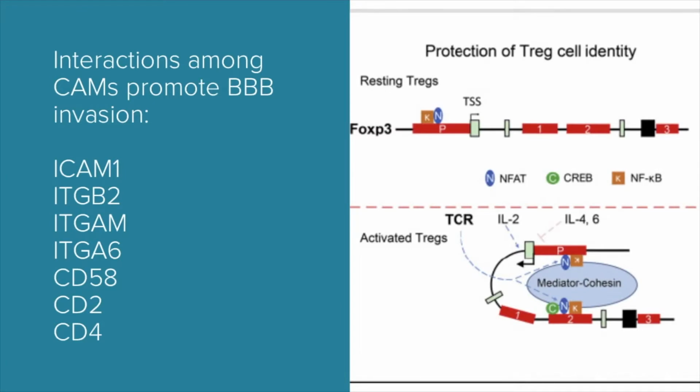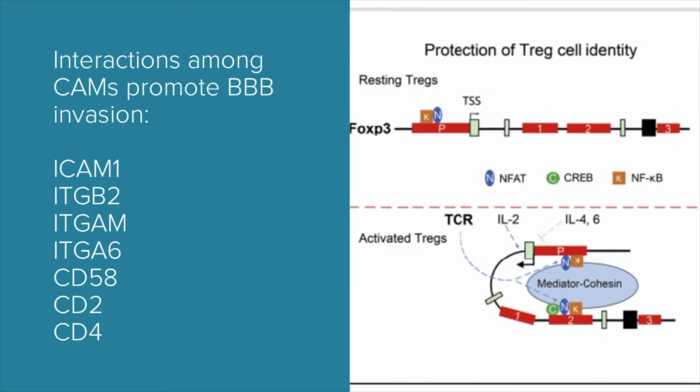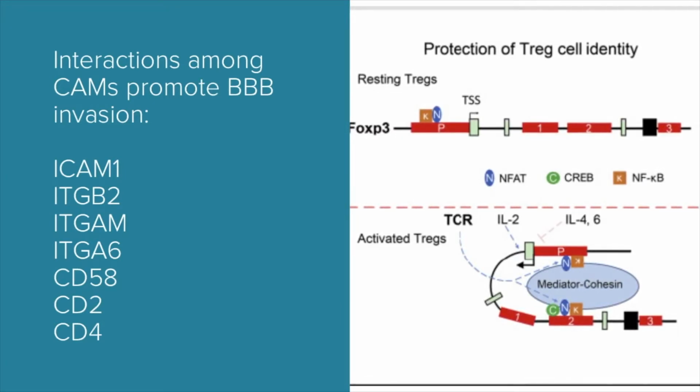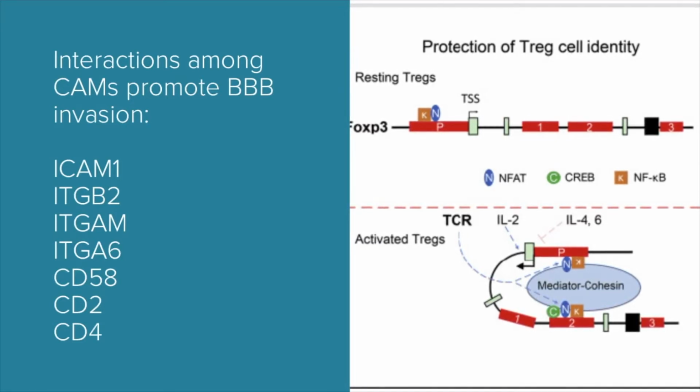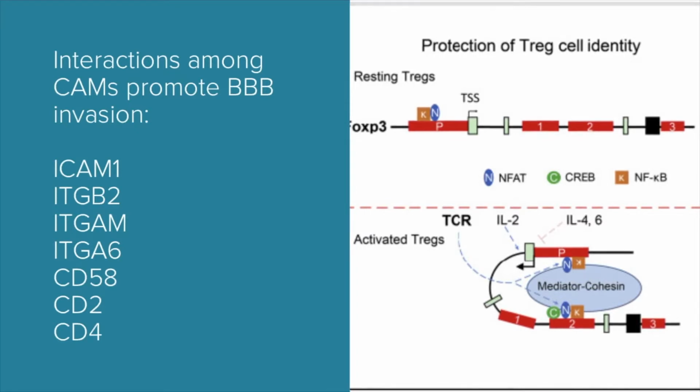CD2, when triggered, also activates expression of the FOXP3 gene, which induces differentiation of helper T cells into the Treg cells that are critical in suppressing inflammation and preventing autoimmune reactions.